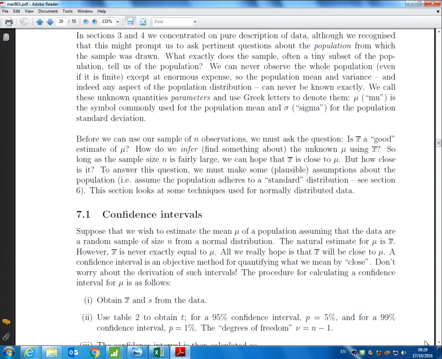Okay, so with the techniques that we're going to look at next, there is an assumption, and the assumption is that the population from which the sample was drawn was normally distributed. So it really is a key distribution. Now, what is the motivation behind confidence intervals?